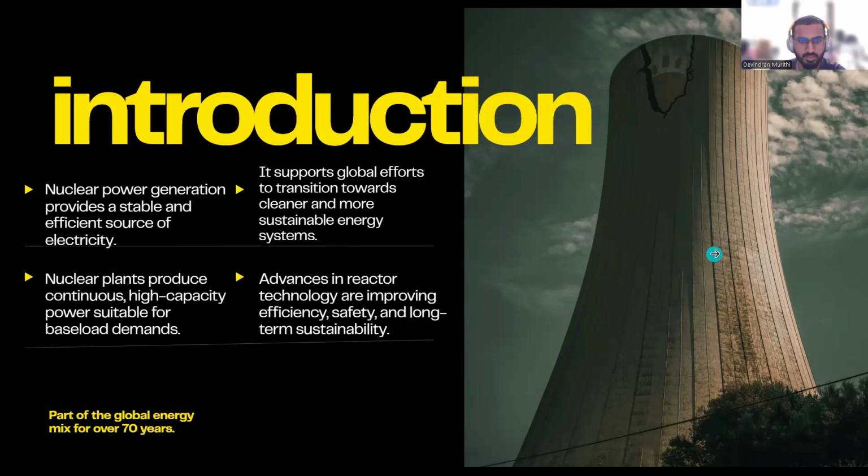In addition to its high energy density and reliability, nuclear power plays a critical role in reducing greenhouse gas emissions and supporting long-term climate goals. Despite concerns about radioactive waste, safety, and high operational cost, advancements in reactor design and safety technologies continue to strengthen the viability of nuclear energy as a sustainable component of future power systems.